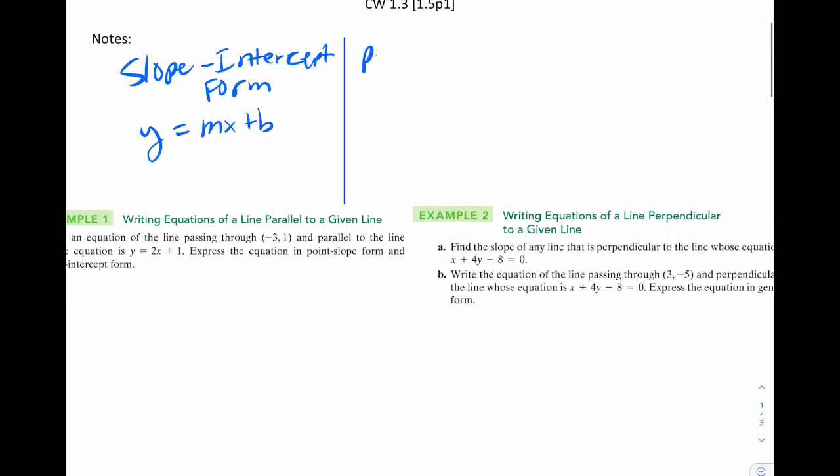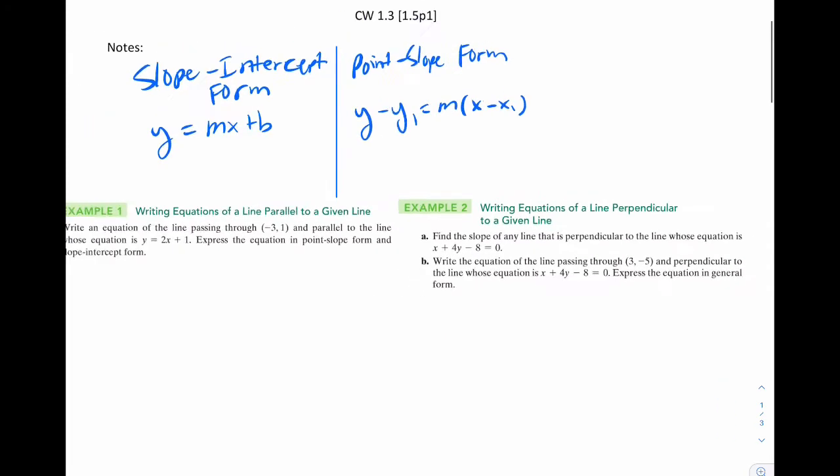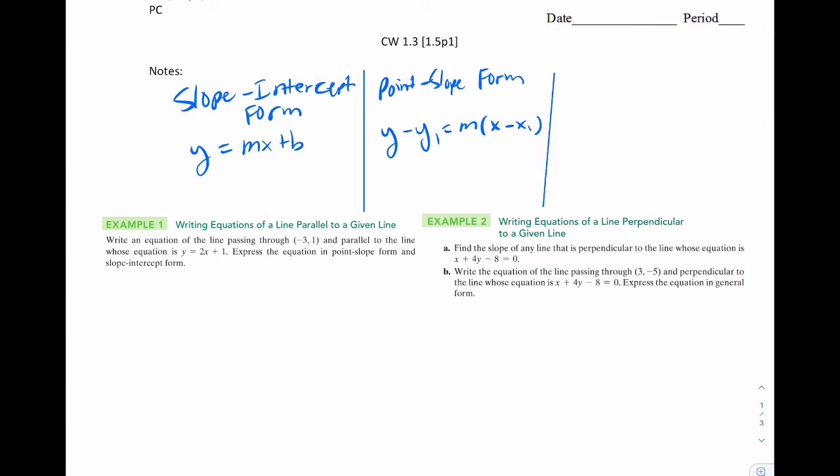The next one is point slope form. And this one might be less familiar, but hopefully you're seeing that it's very, very helpful and useful. That's just y minus y1 equals m times x minus x1. And the last one we covered is probably the most unusual one that's really not super useful, but it's important to know what to do when it happens. This is general form. That's ax plus by plus c equals 0.